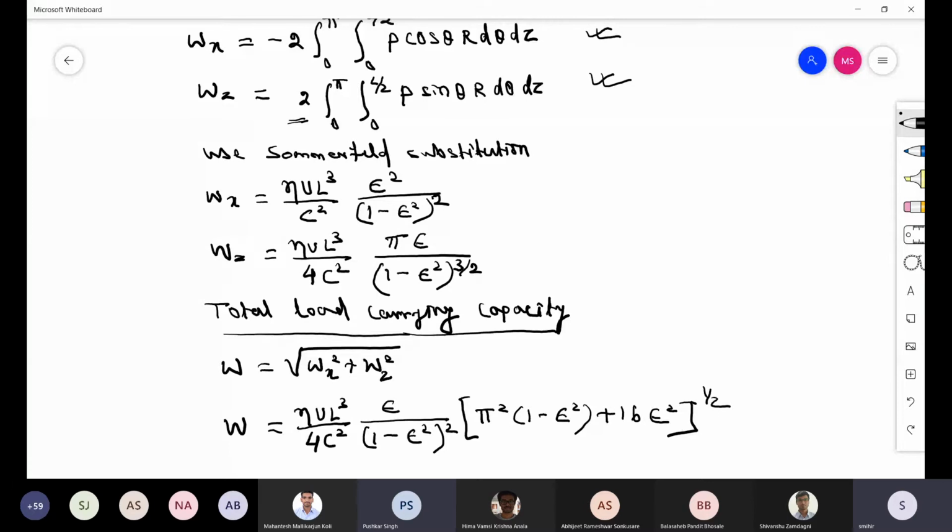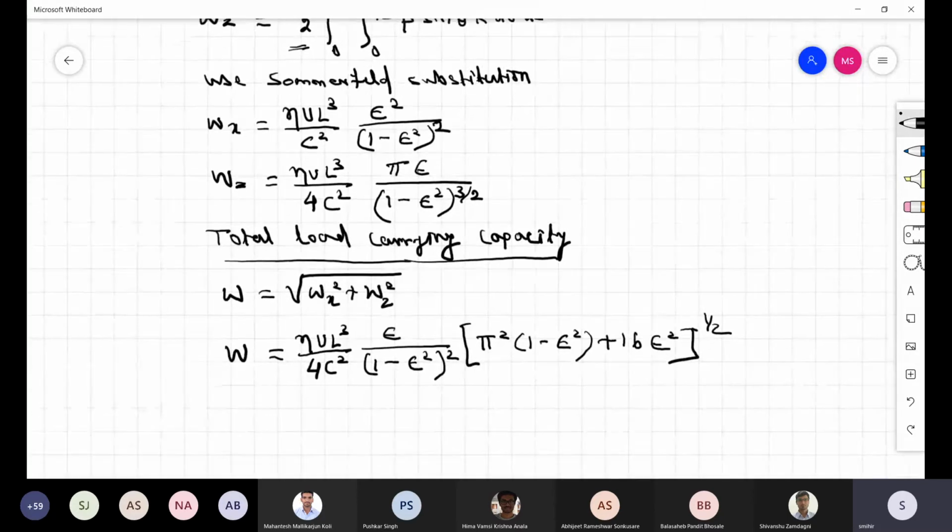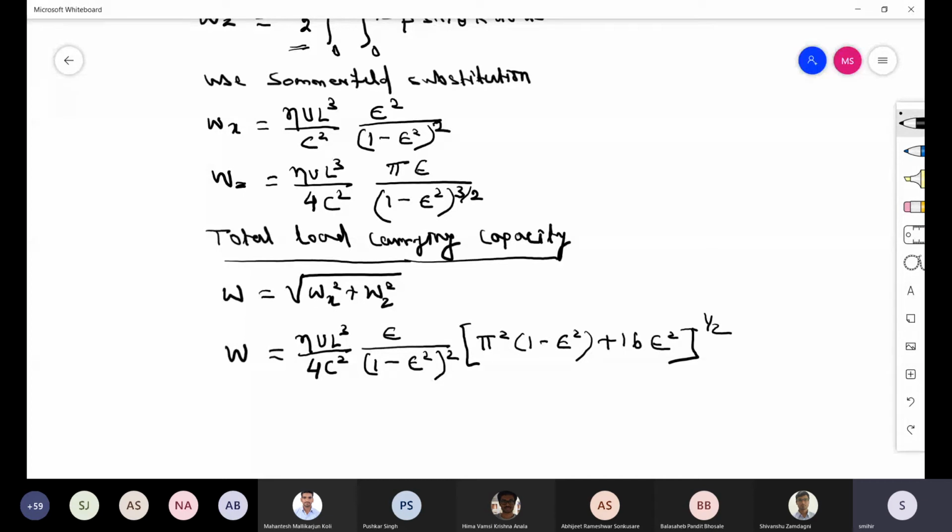Okay, so finally we got the load carrying capacity: eta U L cubed by 4c square whole, into epsilon by (1 minus epsilon square) whole square, into pi square times (1 minus epsilon square) plus 16 epsilon square, whole to the power 1 by 2. So this is the load carrying capacity for the narrow bearing. Now, using this Wx and Wz, you can very well find the attitude angle.